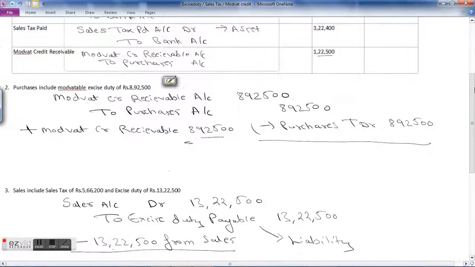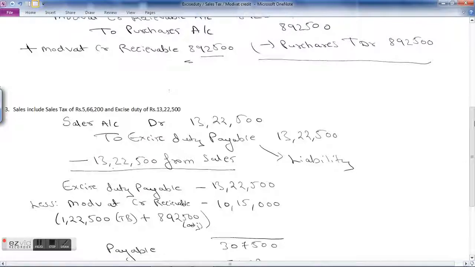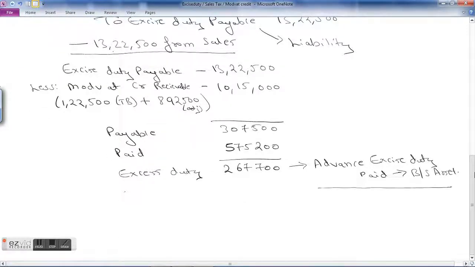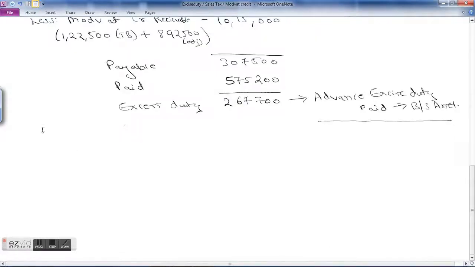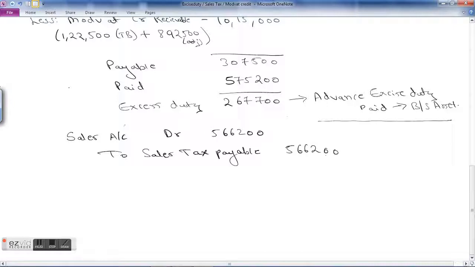Now if you go to the transaction number 3, adjustment number 3, sales include sales tax of 5,66,200. Now again, like excise duty, 5,66,200 of sales tax is included in your sales, so you have to remove it from sales. So sales account debit 5,66,200 to sales tax payable 5,66,200. This will be the journal entry.